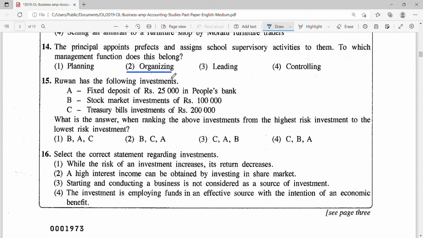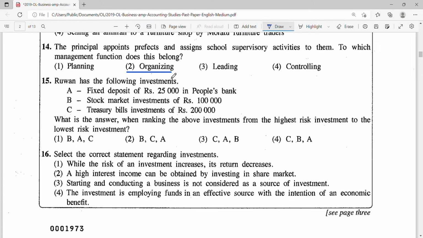But a lot of students confuse this with leading because they relate it to being prefects lead the students, so they should be leading. No, read the case clearly. Principal appoints prefect and assign them the supervisory activities. So principal has defined what functions that they need to do. In leading, if the principal motivates them, trains them, that will fall under the category of leading.